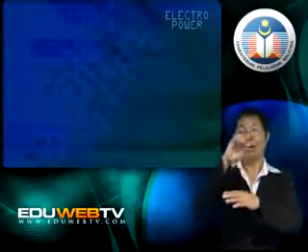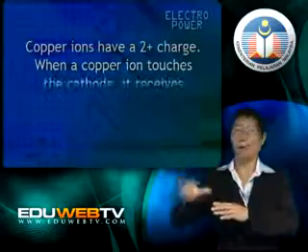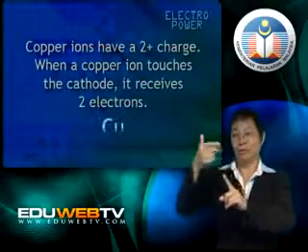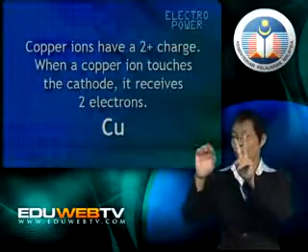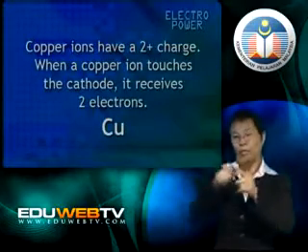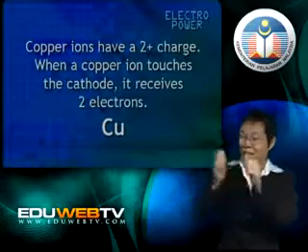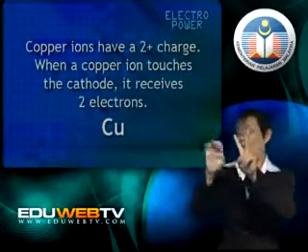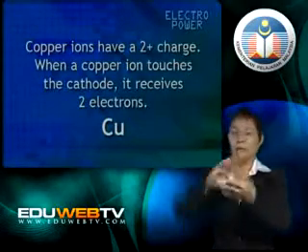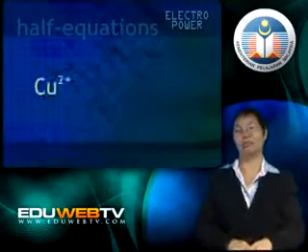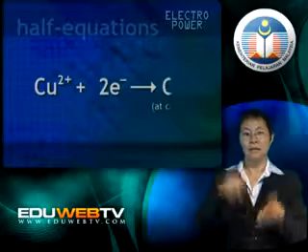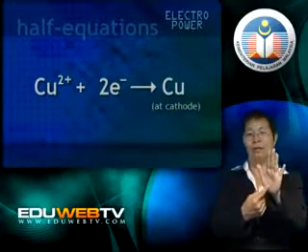Copper ions have 2 positive charges. This means that copper has 2 electrons less. So, when a copper ion touches the cathode, it receives 2 electrons. Then it becomes a copper atom because the ion is no longer charged. This can be shown by a half equation.